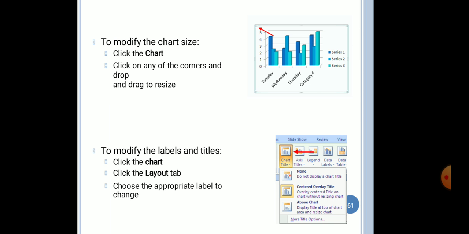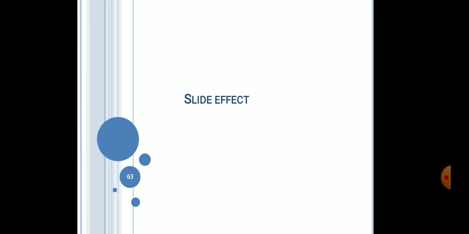Then dear students, you can also modify the chart size. How? Click the chart, click on any of the corners and drag to resize. You can also modify the labels and titles. How? First of all, click the chart, click the Layout tab and choose the appropriate label to change. Then dear students, we can study what are slide effects in MS PowerPoint.